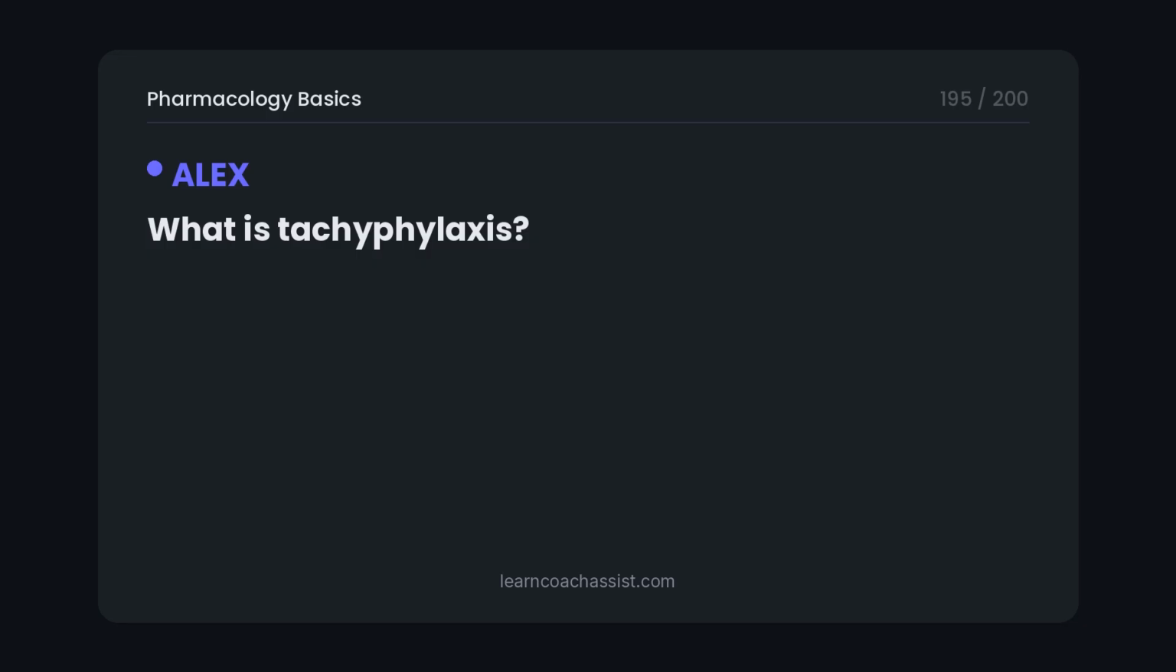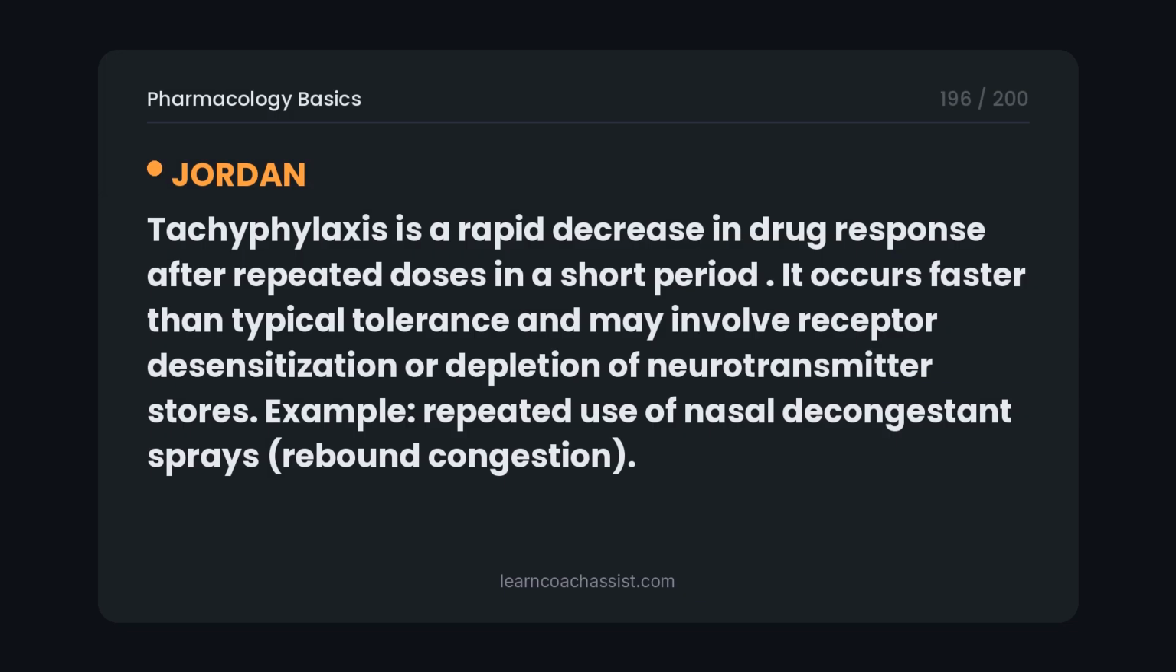What is tachyphylaxis? Tachyphylaxis is a rapid decrease in drug response after repeated doses in a short period. It occurs faster than typical tolerance and may involve receptor desensitization or depletion of neurotransmitter stores. Example: repeated use of nasal decongestant sprays, rebound congestion.